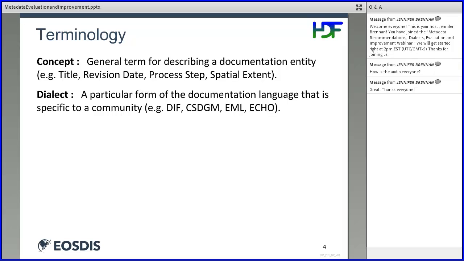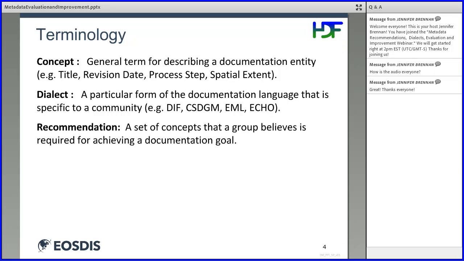Dialects are a particular form of the documentation language that's specific to a community. Many of us call these things standards. I try to use the word dialect to emphasize similarities between these things, whereas sometimes the term standard seems to focus on differences between these things. So Directory Interchange Format, Content Standard for Digital Geospatial Metadata, Ecology Metadata Language, and ECHO, as this clearinghouse, all of these are dialects. We'll talk about those quite a bit.